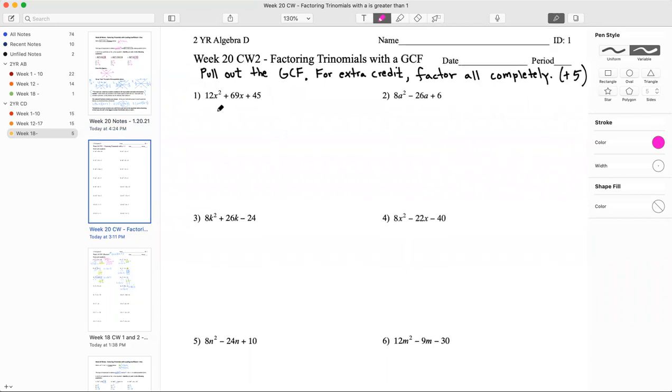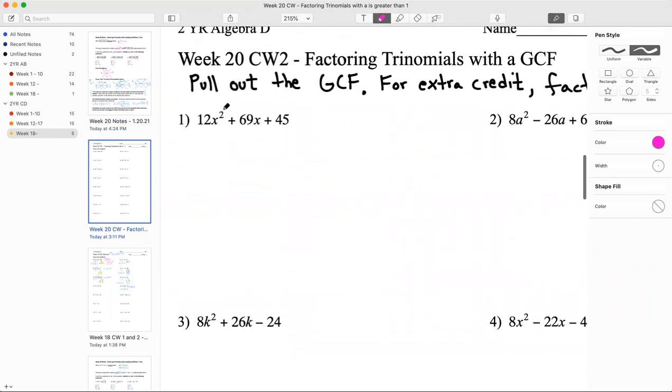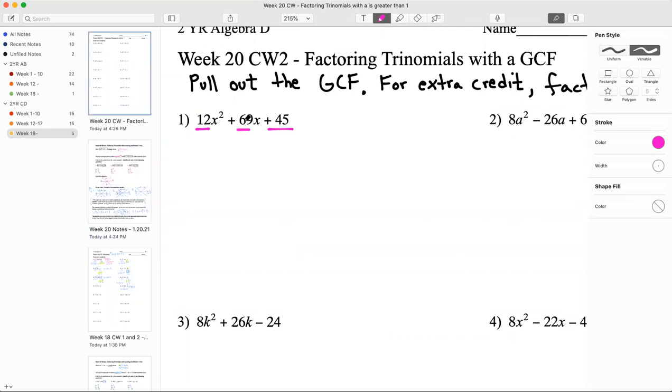So for the first one right here, we have to pull out the GCF. And like I said, it's the biggest number that divides into all three of these numbers, 12, 69, and 45. So we're just going to do this for a couple of these questions. 12, 69, 45. Well, I know that 3 goes into 12. I know that 3 also goes into 69, and I know that 3 goes into 45. So if I divide 12 by 3, if I divide 69 by 3, 45 by 3, what do I get?